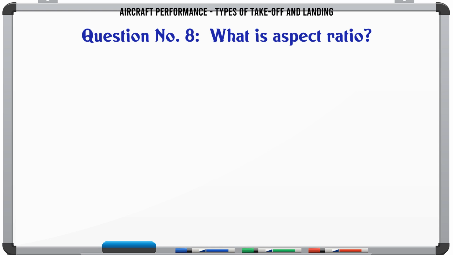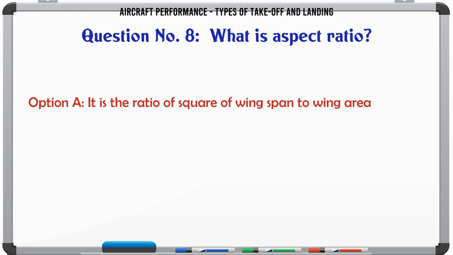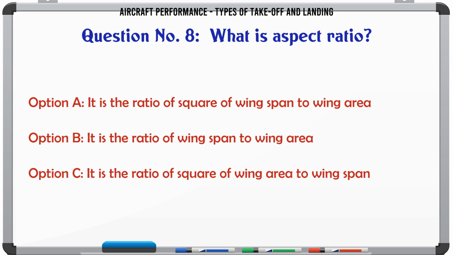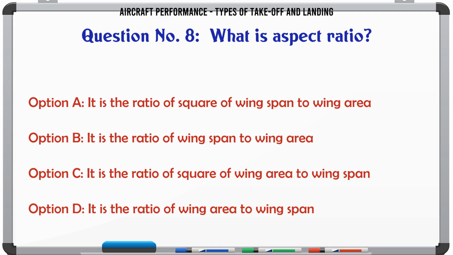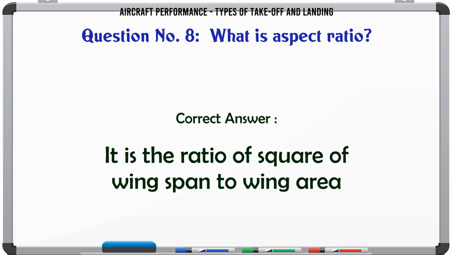What is aspect ratio? A: It is the ratio of square of wingspan to wing area. B: It is the ratio of wingspan to wing area. C: It is the ratio of square of wing area to wingspan. D: It is the ratio of wing area to wingspan. The correct answer is it is the ratio of square of wingspan to wing area.